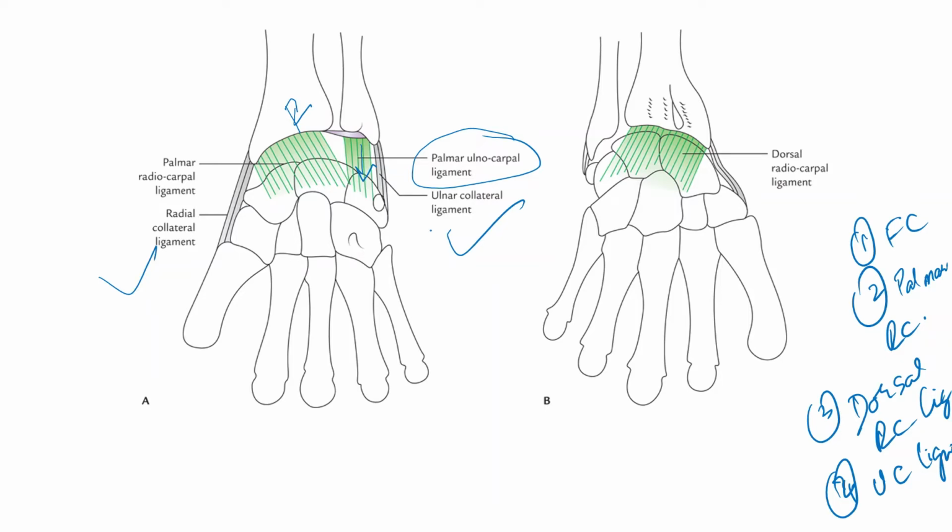Whereas the ulnar collateral ligament extends from the styloid process of the ulna, directed downward to reach the carpal bone, the triquetral bone. So this is about the collateral ligaments.